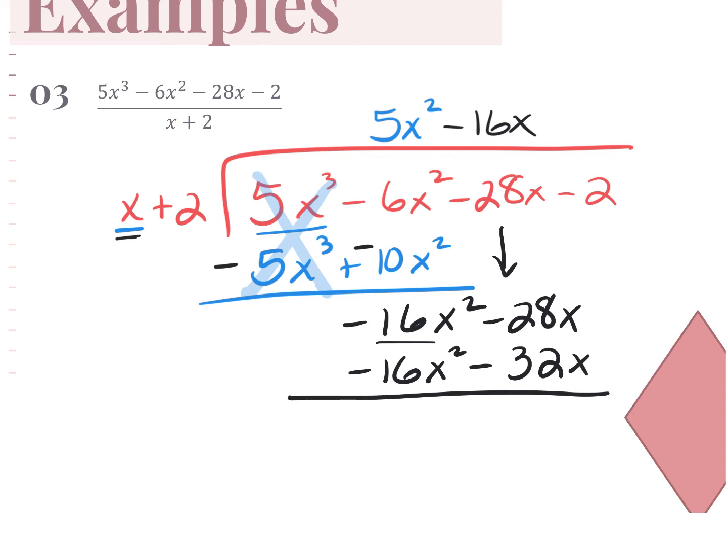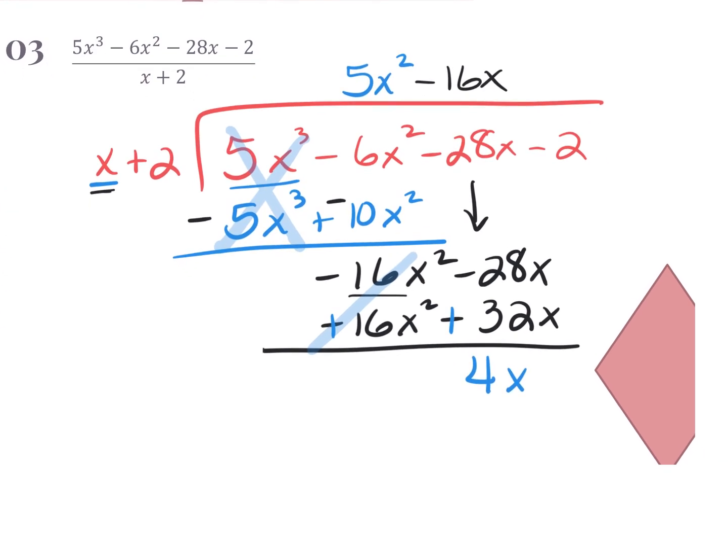Change the signs to opposite. The 16x squareds cancel out. And then I'm adding negative 28x plus 32x, which gives me positive 4x. Bring down the last term. What am I going to multiply x by to make it a 4x? And I'm going to multiply it by positive 4. Distribute. Change the signs to opposite.